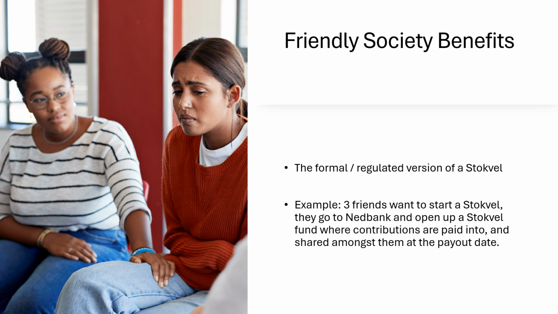A friendly society benefit. So this girl, she's crying. The reason why she's crying is she was part of a stokvel where she and her friends each put in 500 Rand a month, and when it was her time to get the payout, they said, sorry, we're not going to pay out your funds because the money has been used for a medical emergency or whatever. And now she's crying because all her money is gone. So to prevent things like that from happening, the FAIS legislation has, it's been like that for quite some time, regulated stokvels, and they call them friendly society benefits. So this is the formal or regulated version of a stokvel.